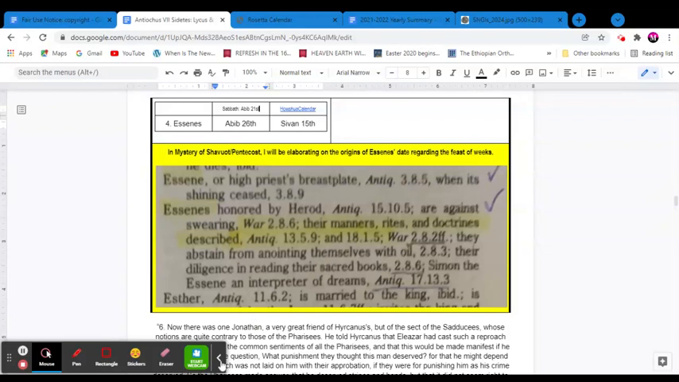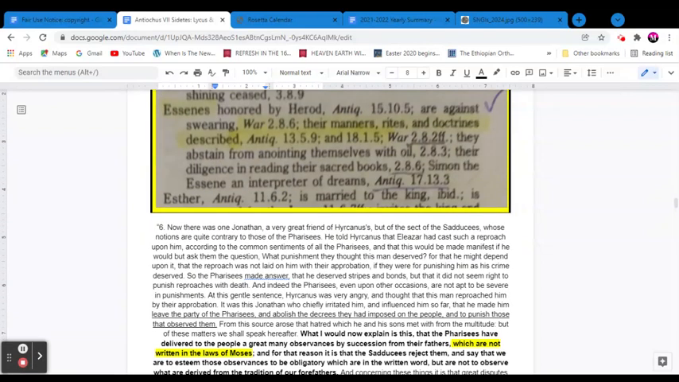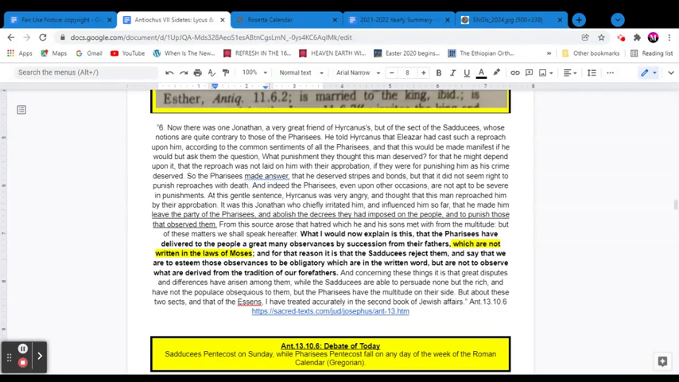The next thing I have to read to you, and this is very important, you'll see why, is Antiquities book 13, chapter 10, section 6. This is dealing with some historical information showing you why Hyrcanus left the sect of the Pharisees. So let's find out why. Why did he do this?